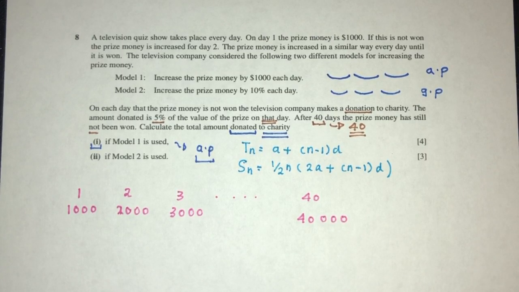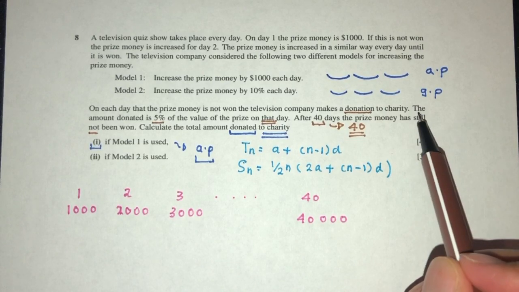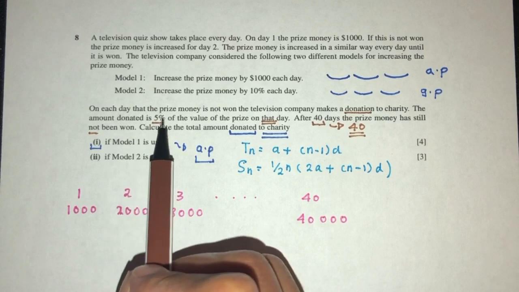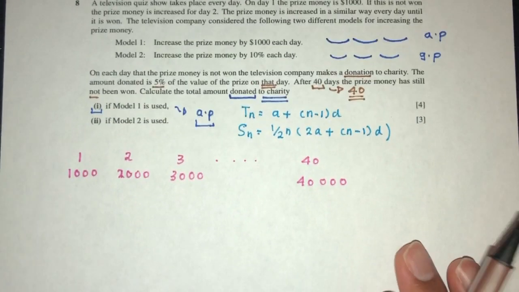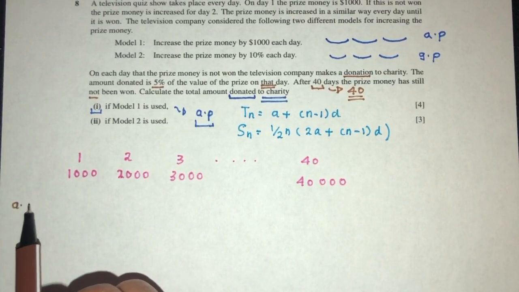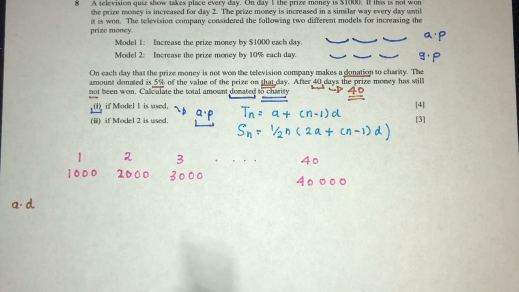Okay, so as you can see, this will be the progression we have for the price on each day. Now, we don't care about the price here. We care about the amount donated. Now you can see the amount donated is 5% of the value. So let's see the amount donated. 5% of this is how much?